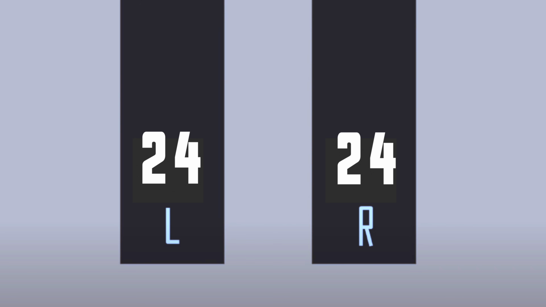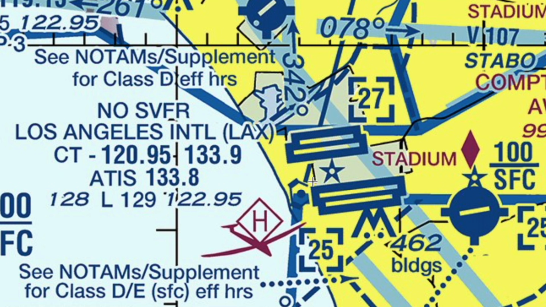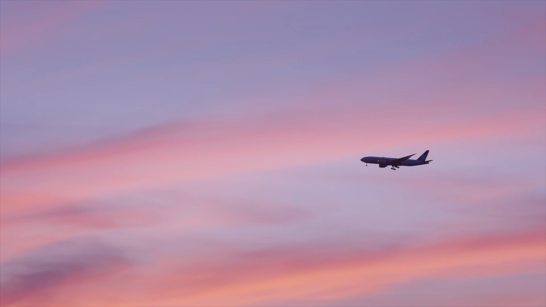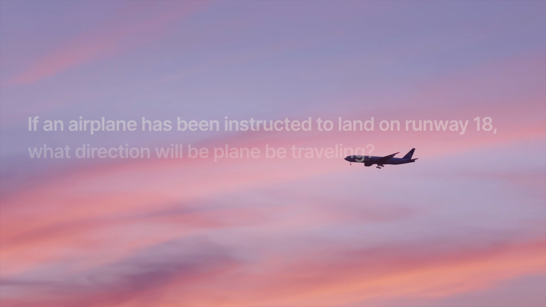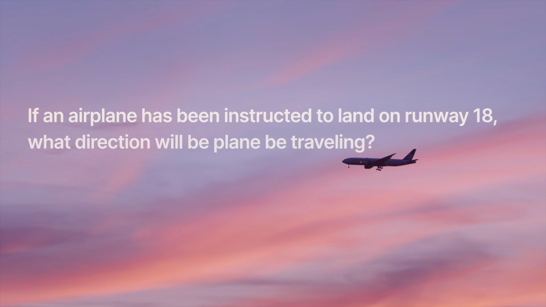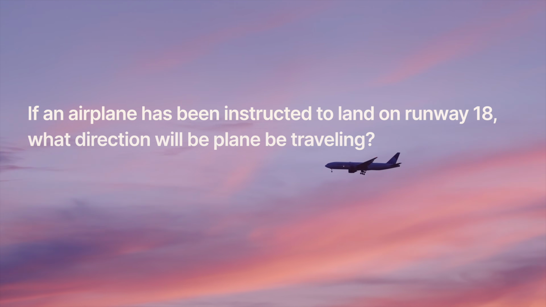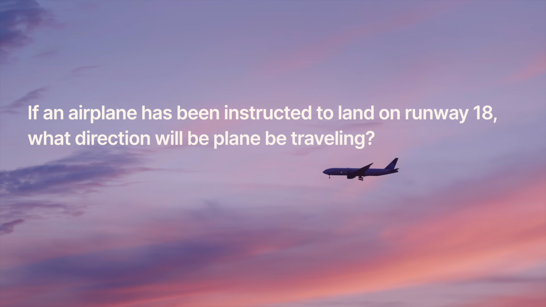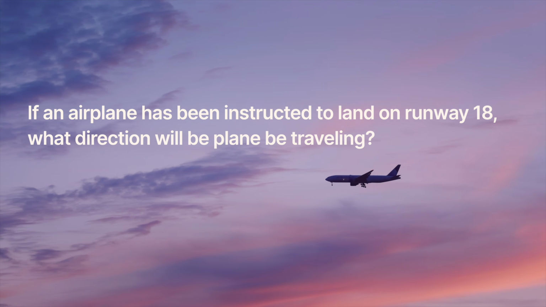For the Part 107 exam, you will be asked a question such as this: what does the number on the runway indicate? And I just gave you the answer to that question. So the correct answer is the number on the runway indicates the runway's magnetic heading, and it's rounded to the nearest 10 degrees. Now there's one more question I need to ask you, and for those of you who watched my other videos, you already know how to answer this question, so here it is. If an airplane has been instructed to land on runway 18, what direction will the plane be traveling?